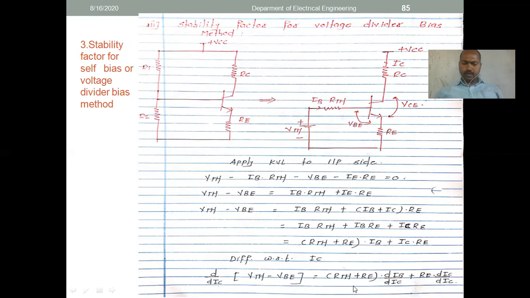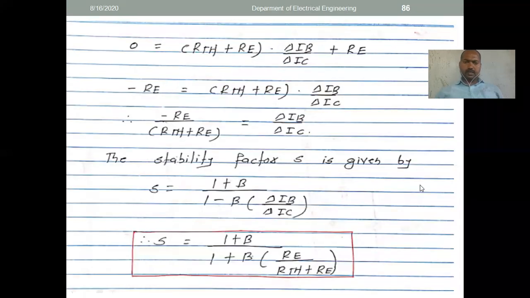So your equation contains RTH into RE dIB/dIC plus RE only. See, RTH plus RE into dIB/dIC plus RE. This is the value for your equation. Now this plus RE going to the other side becomes minus RE. So RTH plus RE into dIB/dIC. Now dIB/dIC is taken on one side and this on the other side, so it is nothing but minus RE divided by RTH plus RE. This is the equation, right?